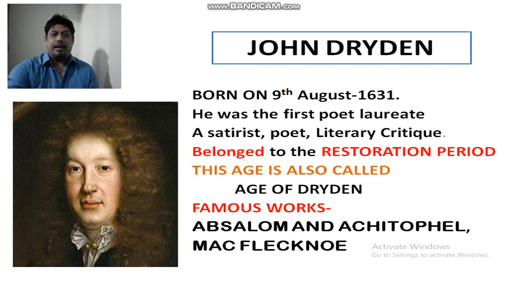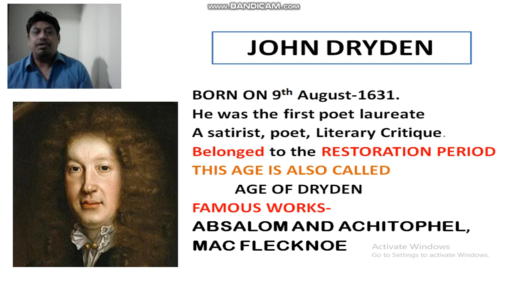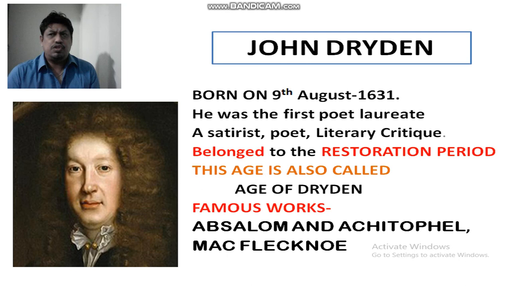Let's talk something about the author, John Dryden, born on 9th of August 1631. John Dryden was the first poet laureate. My dear students, please take a note of it. This will help you in your objective type questions also. He was the first poet laureate. He was a satirist. Now mark this word because it's going to be used a lot of times during the entire poem.